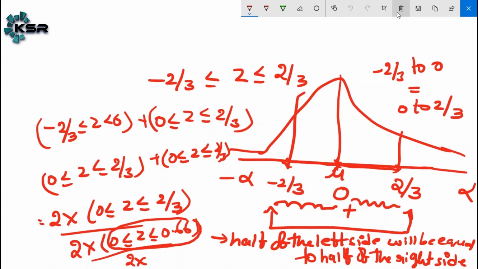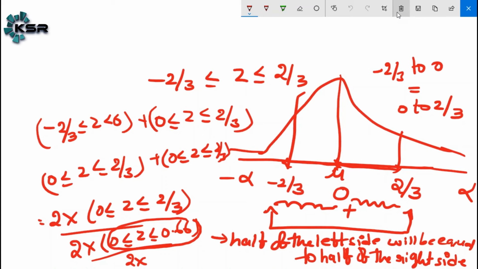The data value also will be completely the same. But the data will be displayed on the left side in negative values, and the right side will be positive values. Only the distance is the same. For example, the probability value from 0 to 2.3 will be exactly equal to 0 to minus 2.3. Ideally, the range is minus infinity to plus infinity.